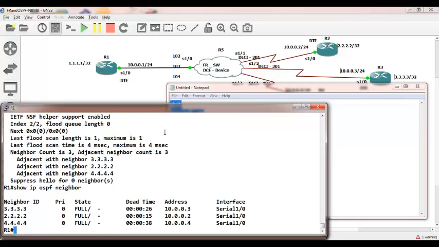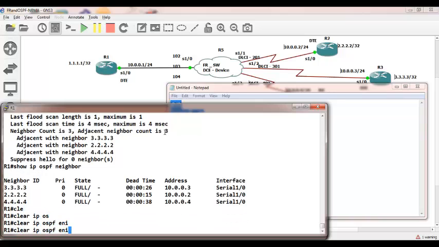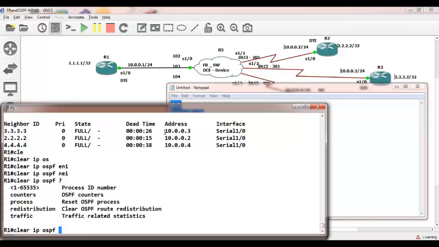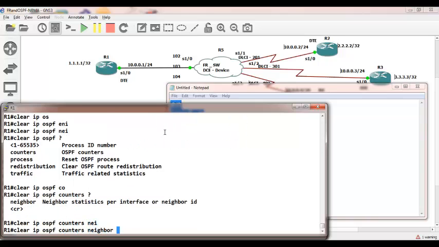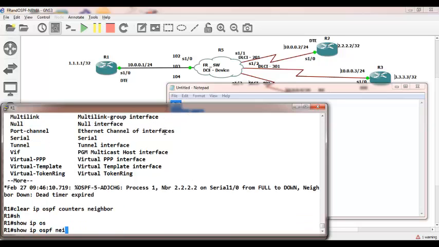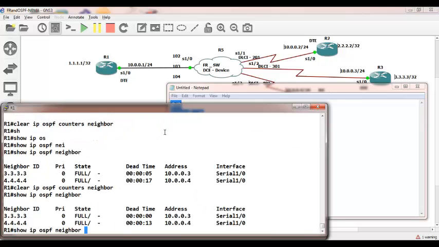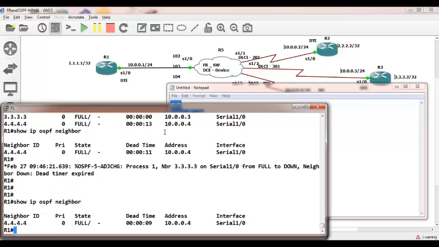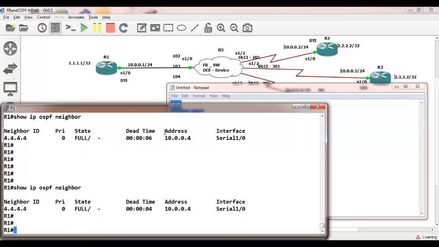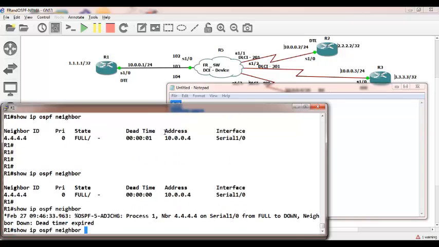Clear IP OSPF neighbor. Show IP OSPF neighbor. See, it's expiring one after the other. Dead. All are dead. Now let's put our configuration.